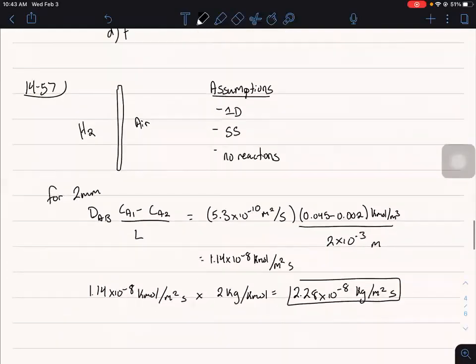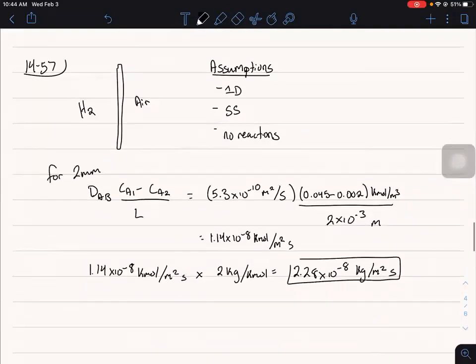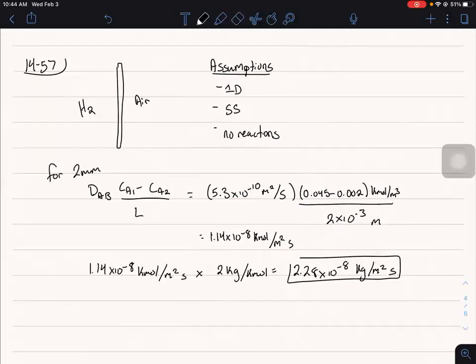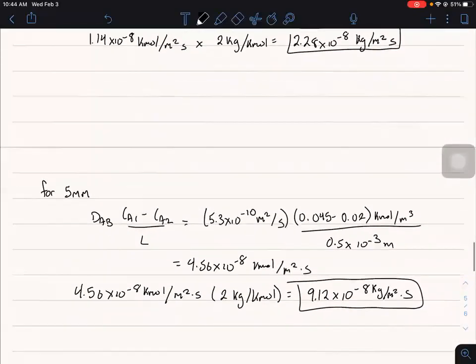And then for 14-57, it was H2 in air with a membrane in between. And it basically asked to figure out the mass flow rate of the hydrogen going through different thicknesses of membrane. So you just had to figure out the equation for, I think it was, I don't remember what it's called, but it's right there. And then that's it for 2 millimeter, and then for 5 millimeter, you do the same thing.